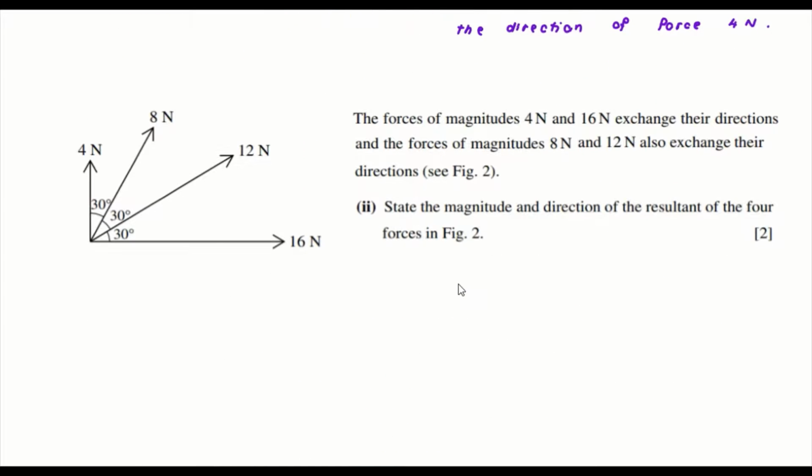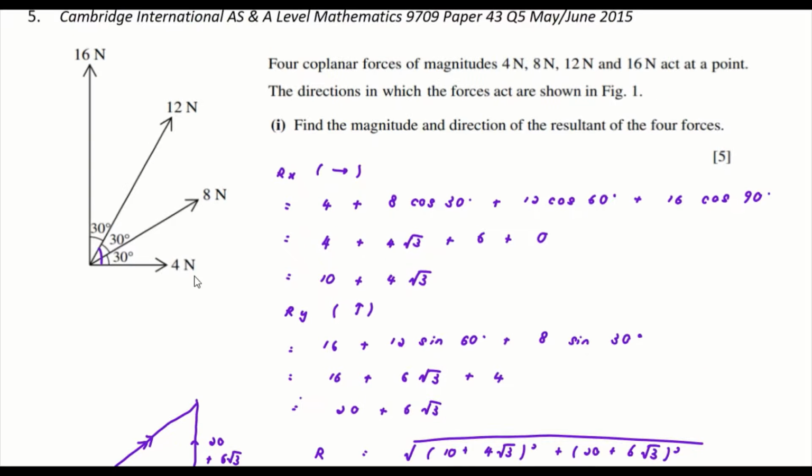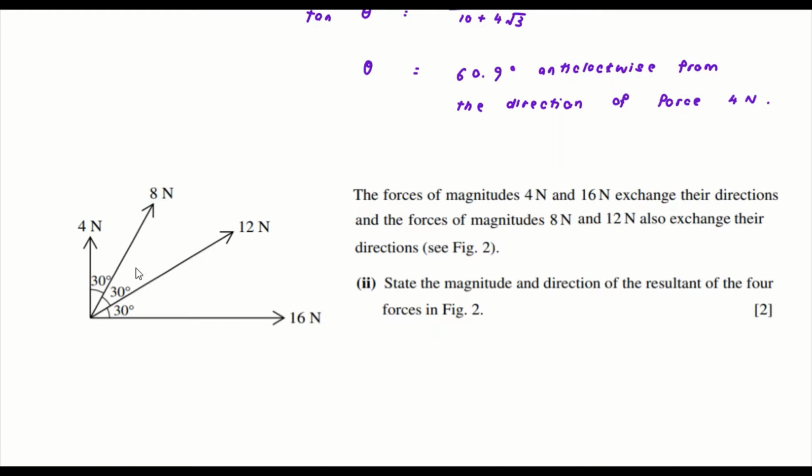Okay, so now this number two. The forces of magnitude 4 Newton and 16 Newton change their direction, and the forces of 8 Newton and 12 Newton also have changed their direction. So what happened here is you can see that this is 4, 8, 12, 16. So 4 and 16 exchange, then 8 and 12 exchange. So this is what you get.